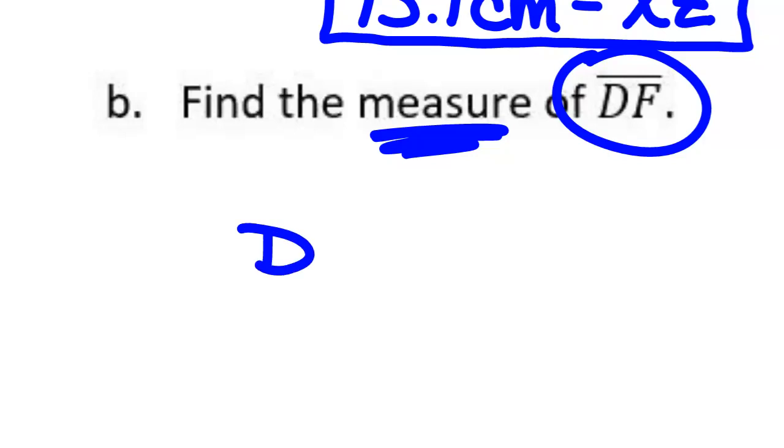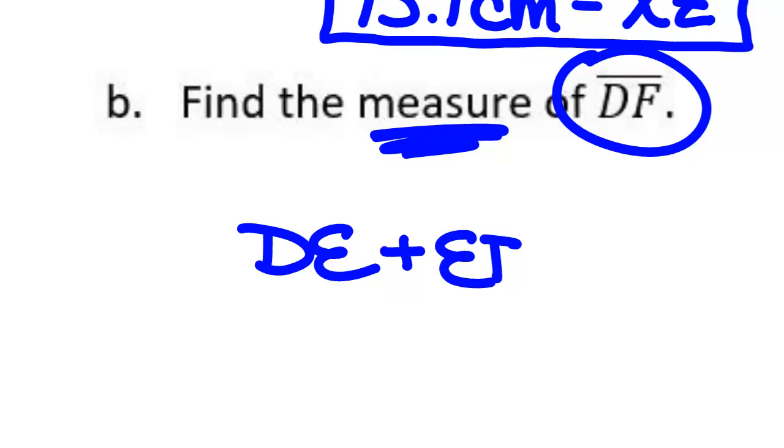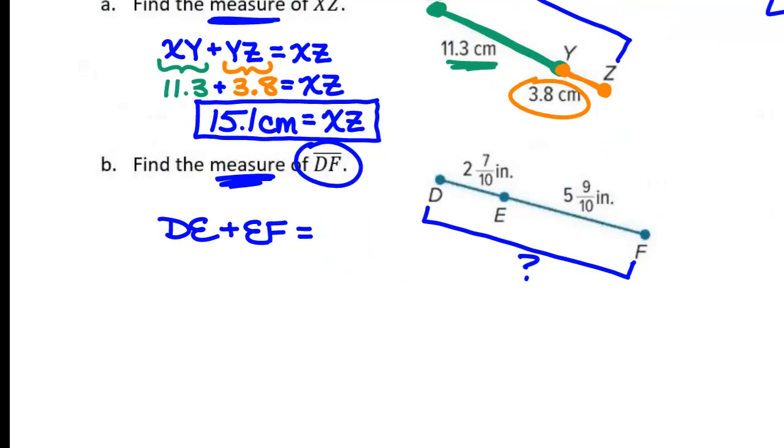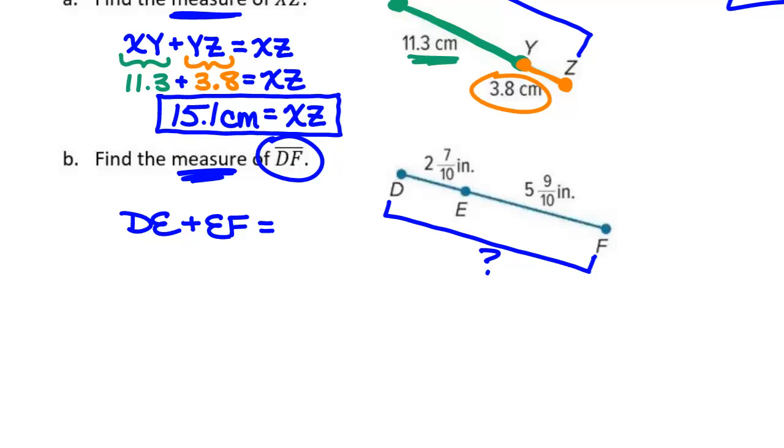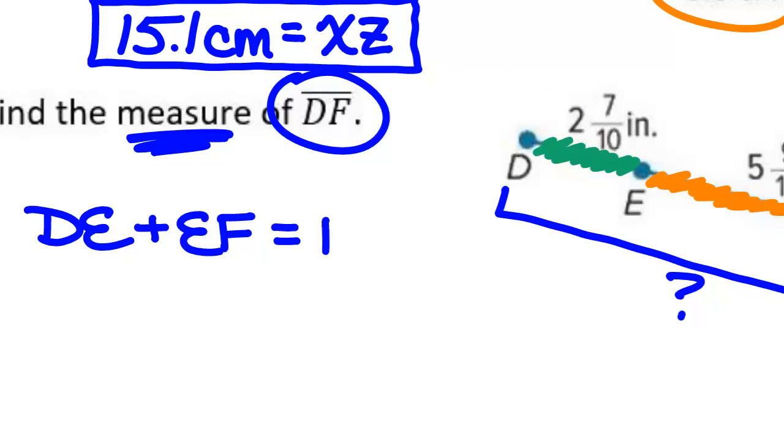DE is one of them. And then what's the other one? Close. EF. DE is one, EF is the other. When I take DE and I put it together with EF, it gives me the distance from D all the way to F.